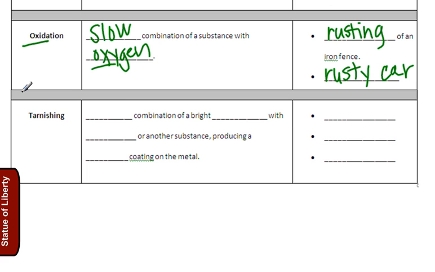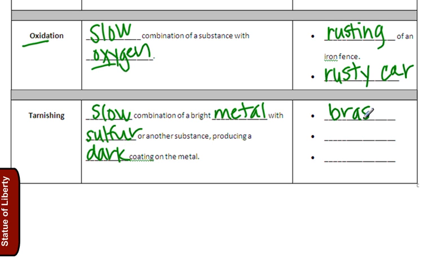Okay, then we also have tarnishing. So this is a slow combination of a bright metal with sulfur or another substance that produces a dark coating on the metal. Things that could tarnish would be like brass.